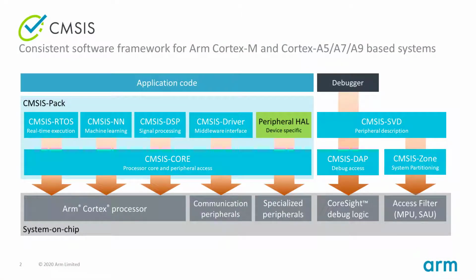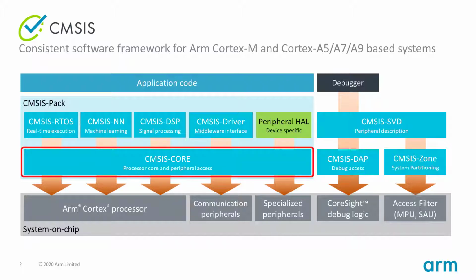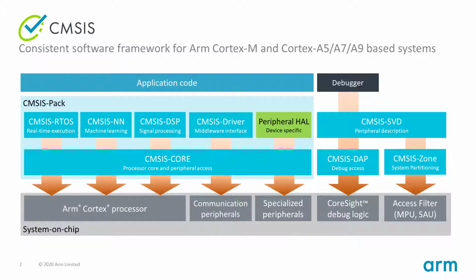CMSIS is a vendor-independent hardware abstraction layer for microcontrollers that are based on ARM Cortex processors. It provides simple software interfaces to the processor and communication peripherals. This simplifies software reuse and reduces the time to market for new devices.